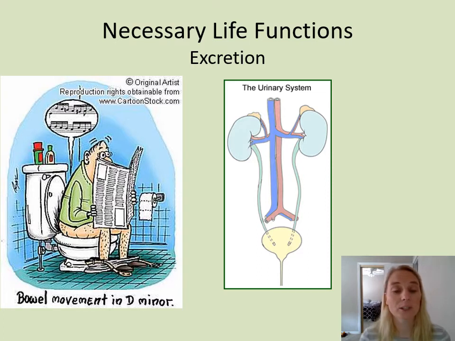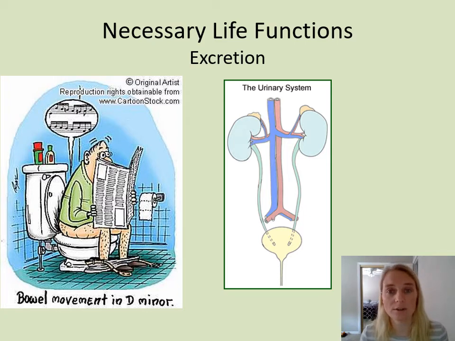Okay. The next one is excretion. So I have a comic here showing a gentleman on the toilet. So excretion, we have a couple different types of excretion. The main ones are defecation, which is pooping, and urination, which is peeing. So the reason why we do these things is in the process of digestion and circulation and metabolism, we produce waste products. That's just the way animals work. And so we have these body systems to get rid of those waste products.